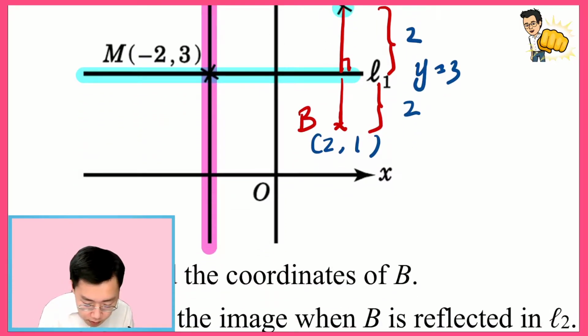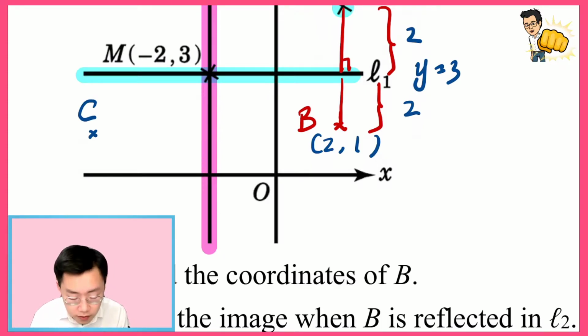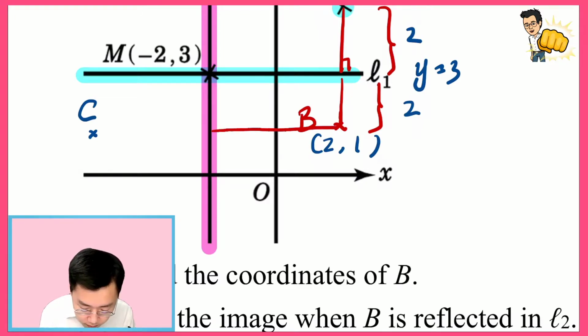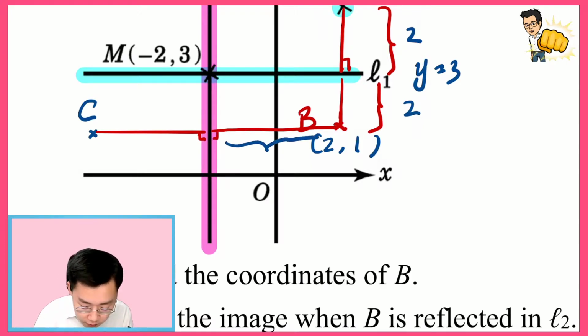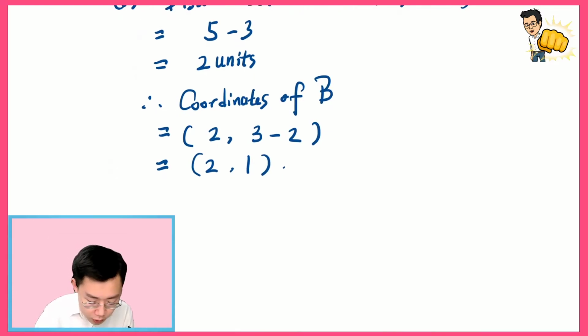So for example, if I tell you that here is the point C, the perpendicular distance, that is the shortest distance, between point B and L2 equals the distance between L2 and point C. So in these terms, we need to find out the distance between point B and L2. So for part B, let's do it now.